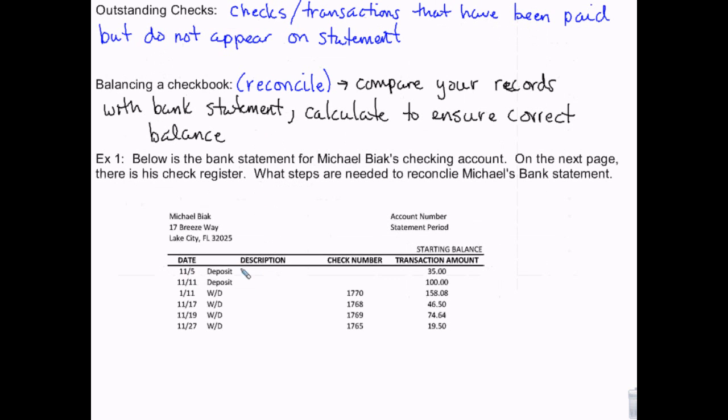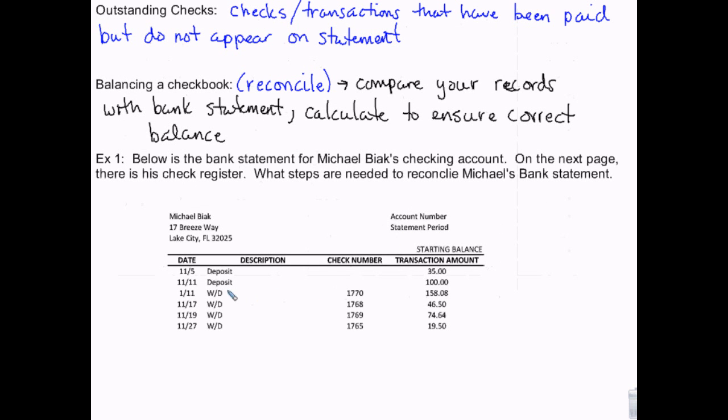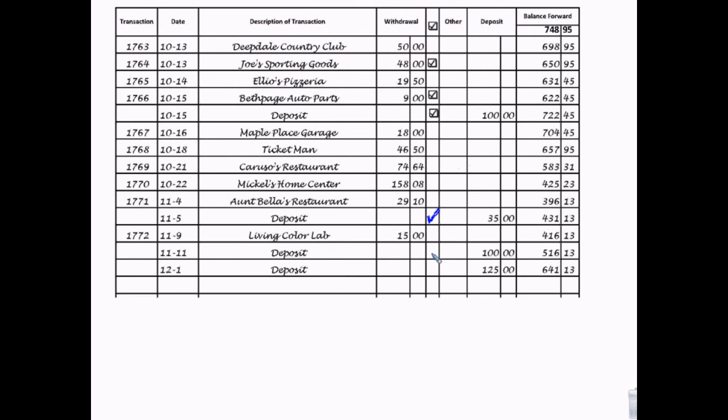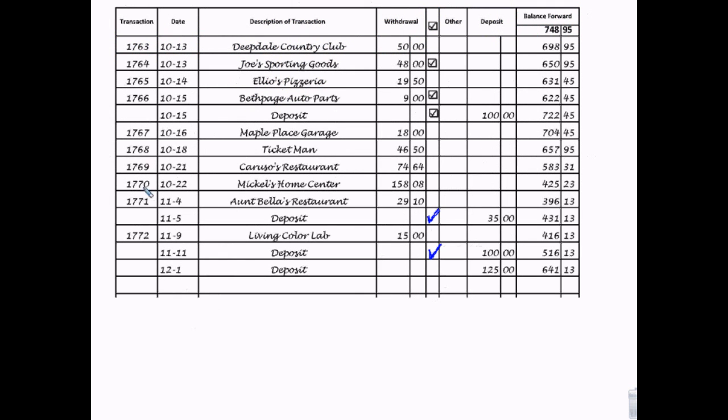We go through and we say, okay, a deposit of $35. So we find a deposit of $35 and we put a check mark because that shows that it's on a statement. And then I say, okay, a deposit of $100. Here's my deposit of $100. See, there's 2. I want to make sure that I check off the correct one, not the one that was already checked off. And then I have check number 1770 for $158.08. I double check that amount to make sure it processed correctly. It did, so I put a check next to it.